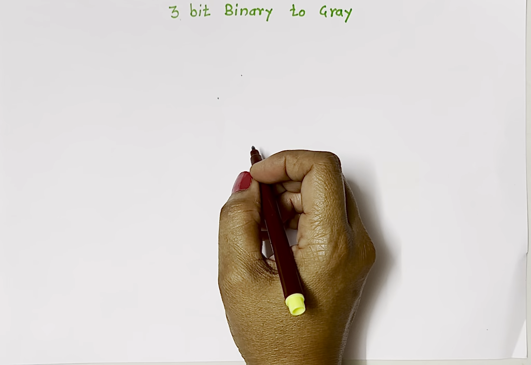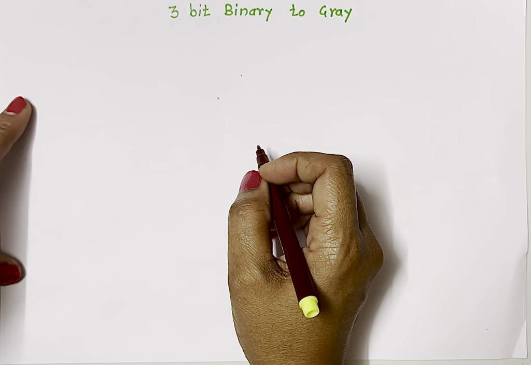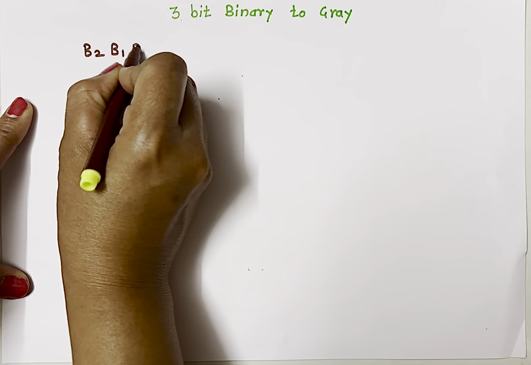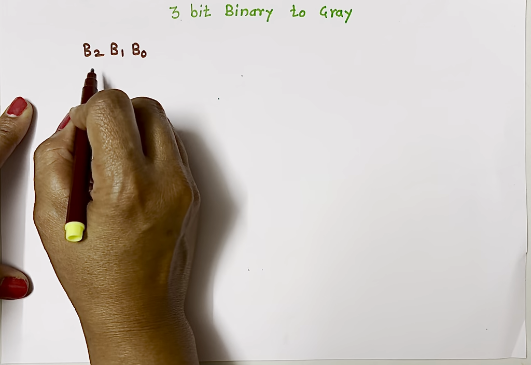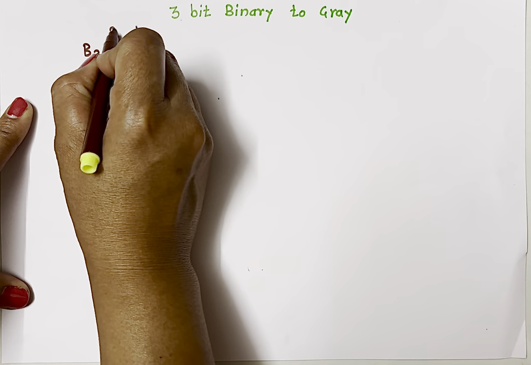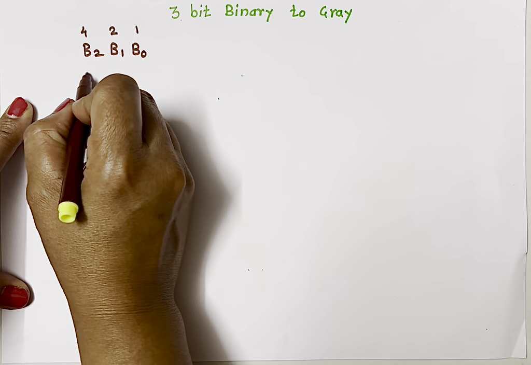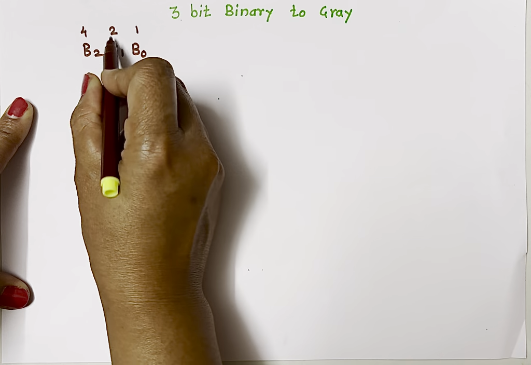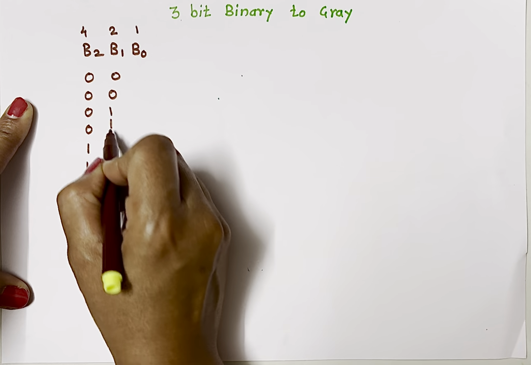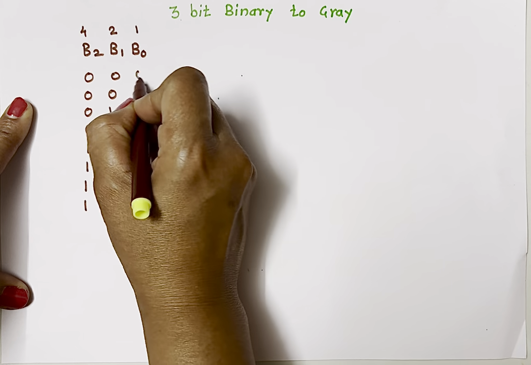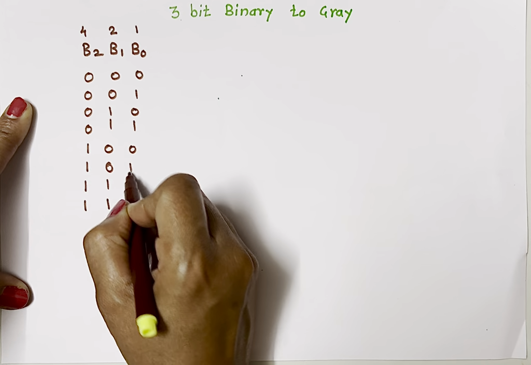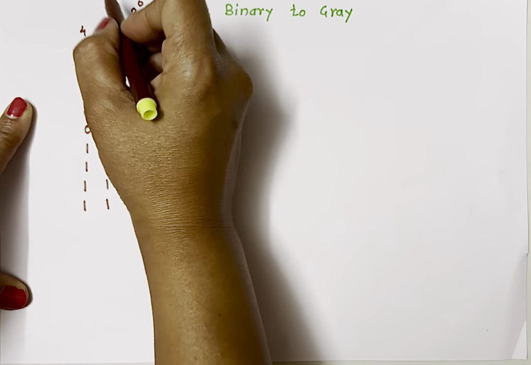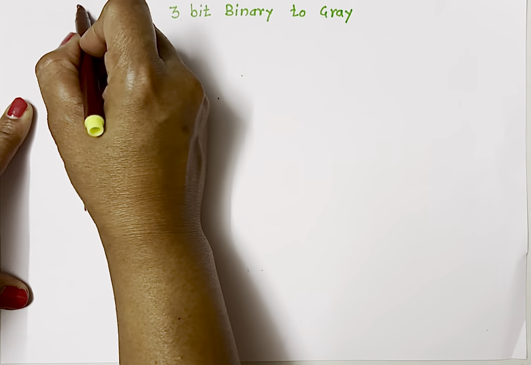So here I have taken an example of 3-bit binary to gray code conversion. The 3 binary bits are B2, B1 and B0, and we all know how we write a binary number. It is 1, then 2 and then 4. So here I'll write 4 times zeros and then 4 times 1. For 2, it is 2 times zeros, 2 times 1, 2 times zeros, 2 times 1. For 1, it is 0, 1, 0, 1, 0, 1, 0, 1. And why is it 1? 2 raised to 0 is 1. 2 raised to 1 is 2. 2 raised to 2 is 4.